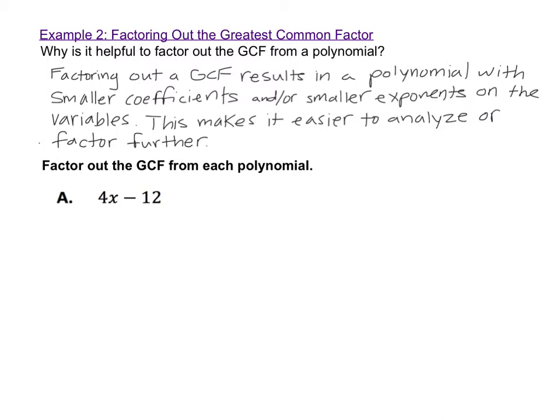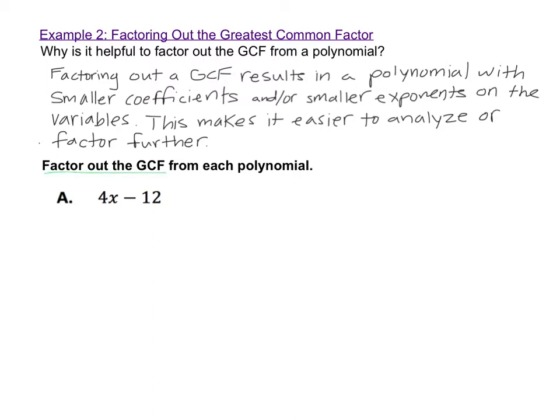So we'll find that when we factor, the first step is to check if there's a greatest common factor, because if we can factor out a greatest common factor, we get a polynomial that might be easier to factor further. So let's practice that with this first example. The directions say to factor out the greatest common factor from each polynomial. The first step is to determine what the GCF is for the polynomial.